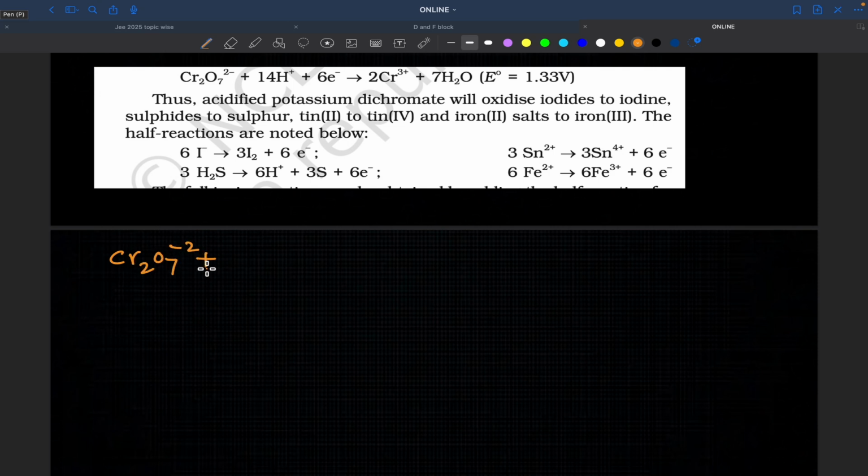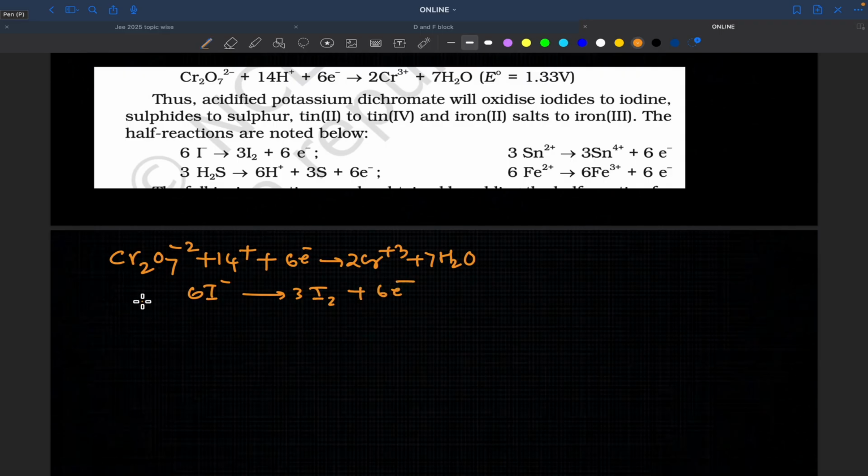Cr2O7 minus 2 plus 14H plus plus 6 electrons gives us 2 moles of Cr plus 3 plus 7 H2O. So then 6I minus gives you 3I2 plus 6 electrons. Just you cut the electrons, అన్నిట్లో ఈక్వలే ఉన్నాయి. సో జస్ట్ యాడ్ చేసి లిఖనా హై బస్. ఎలక్ట్రాన్స్ అన్నిట్లో ఆటోమేటిక్గా క్యాన్సిల్ అయిపోతున్నాయండి.